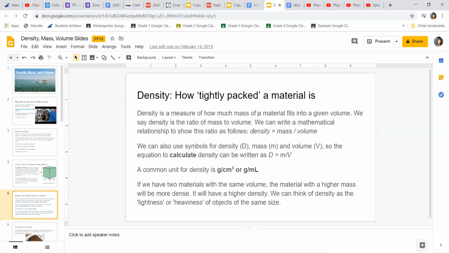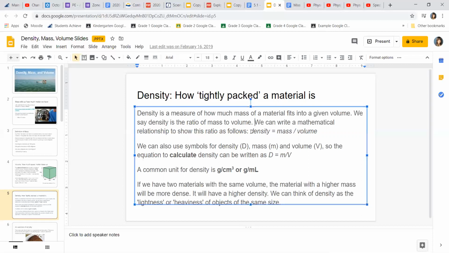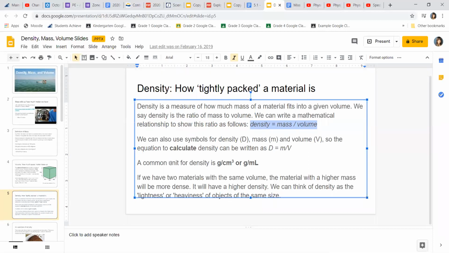It's a measure of how much mass of material fits into a given volume. And the mathematical equation to find that ratio is density equals mass divided by volume. You've been doing algebraic formulas and equations in math, so it's the same idea. So D equals M divided by V. A common unit for density is either grams per centimeter cubed or grams per milliliter.